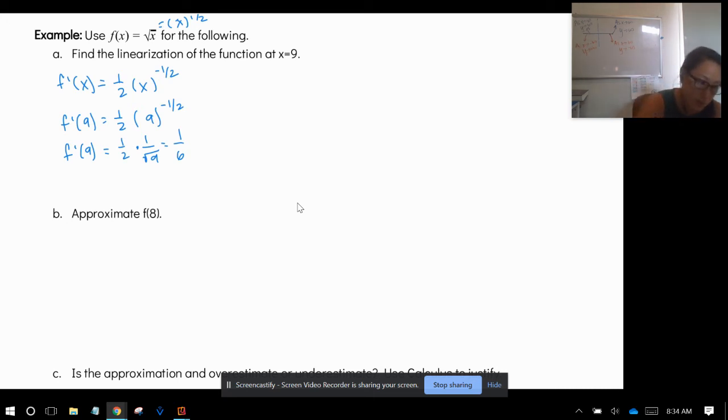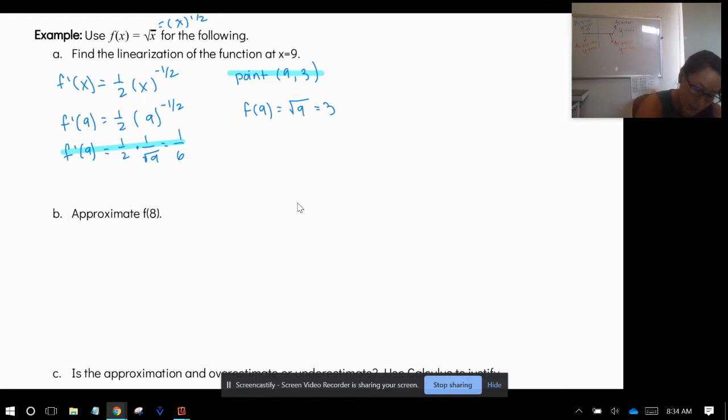We'll go ahead and write our equation. We need a point. The point is at x equals 3. So f of 3 is the square root of, oops, I messed that up. I don't know why I said 3. Okay, so the point at 9 is f of 9 is equal to the square root of 9, which is 3. Yes, okay, 3.